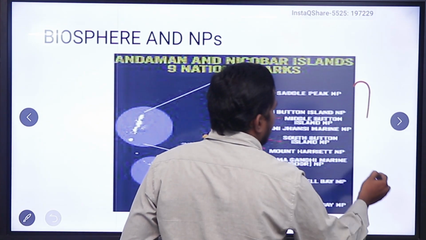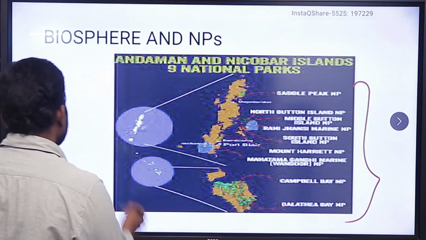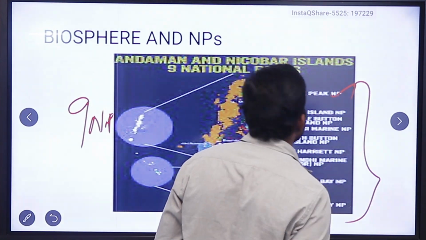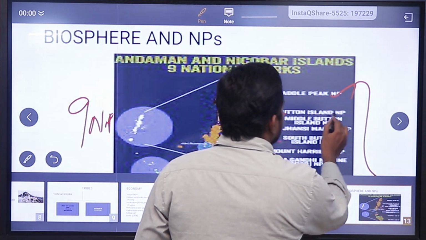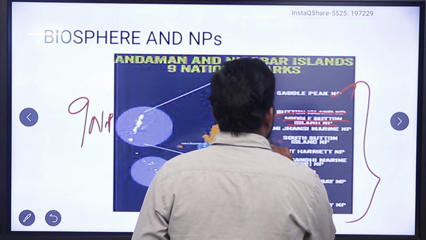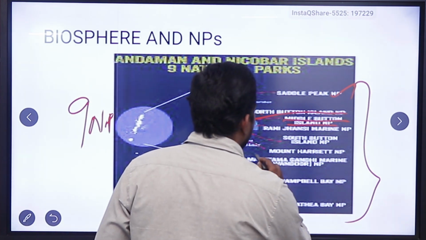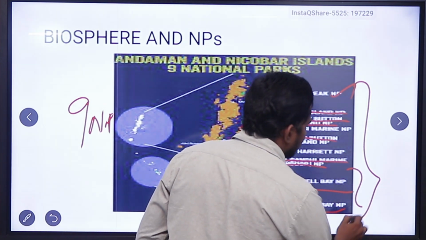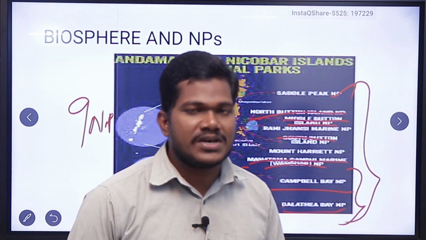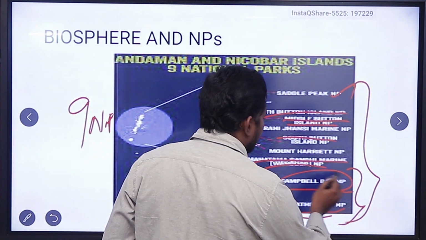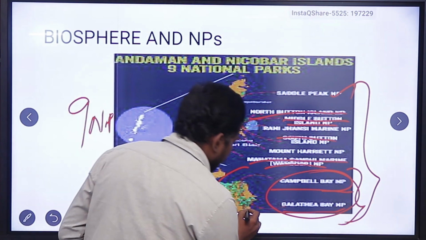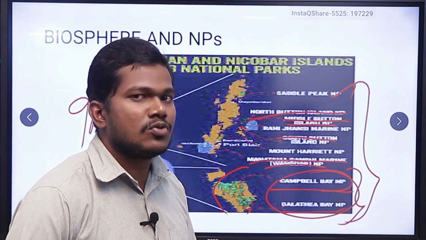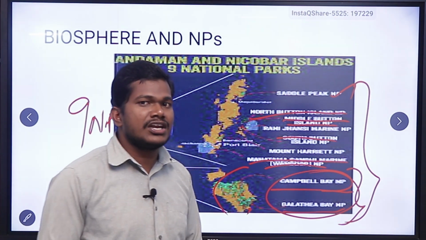These are the National Parks and Biosphere Reserve in the Andaman Nicobar Islands. There are 9 National Parks in Andaman. Those are Saddle Peak National Park, which is located in North Andaman, North Button Island National Park, Middle Button National Park, Rani Jhansi Marine National Park, Mahatma Gandhi Marine National Park, South Button National Park, and in Nicobar, Campbell Bay and Galathea National Park. Great Nicobar is one of the Biosphere Reserves of India, where the Campbell Bay and Galathea National Parks are located. The southernmost point in Nicobar is called Indira Point. Indira Point is the southernmost point of Indian territory, while on the Indian mainland, Kanyakumari is the southernmost point.